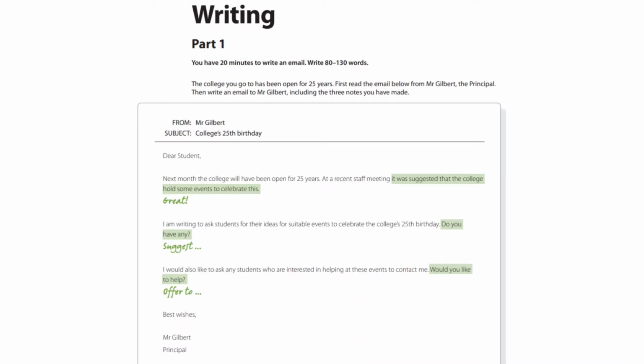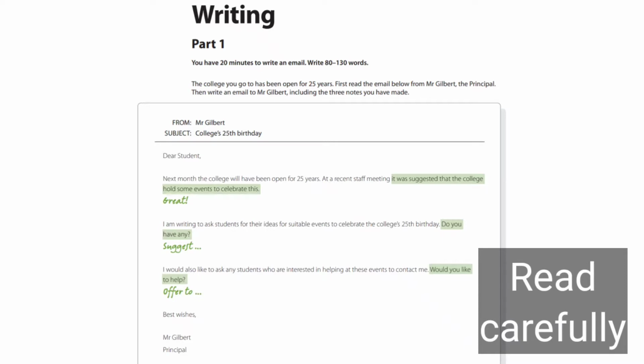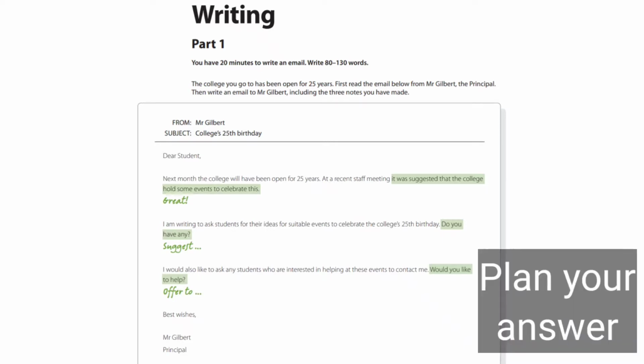Okay, so the writing is divided into two parts. Part 1, an email. Part 2, an option that you choose. In other words, you choose your poison.